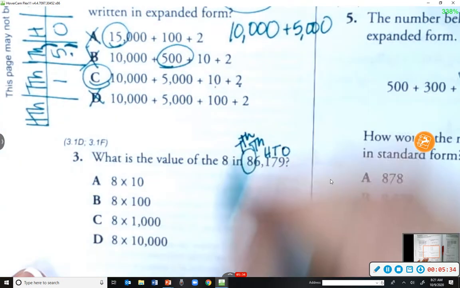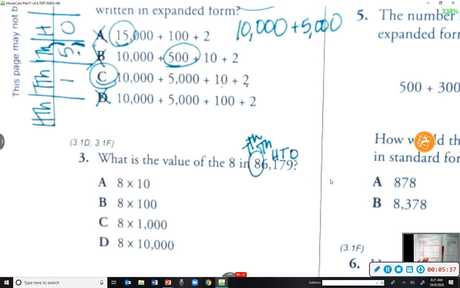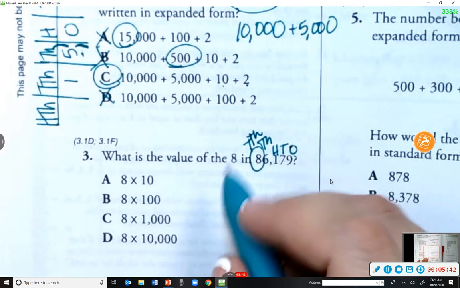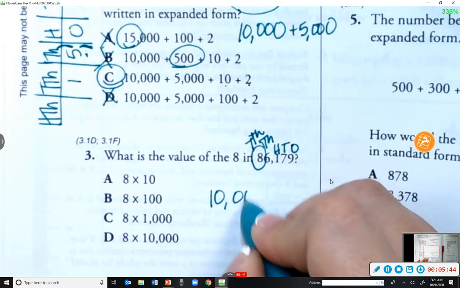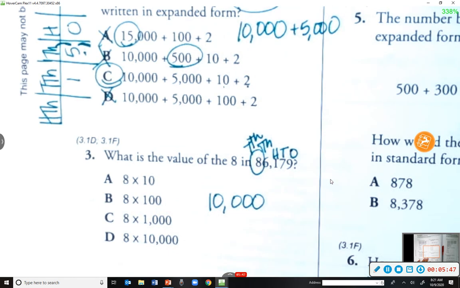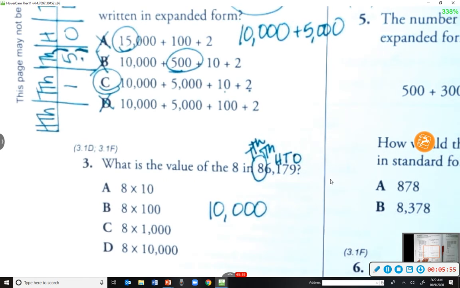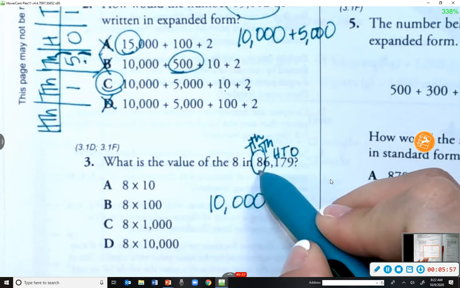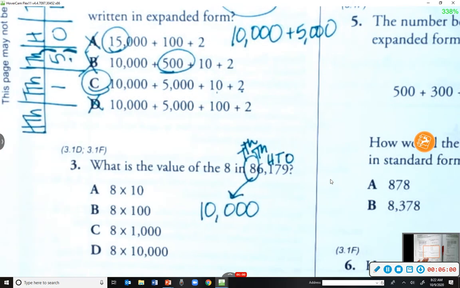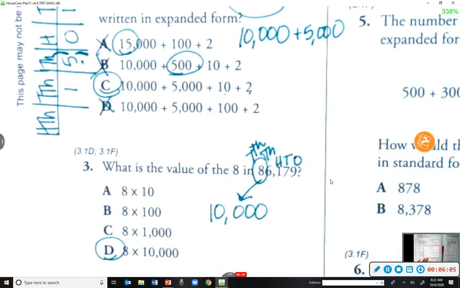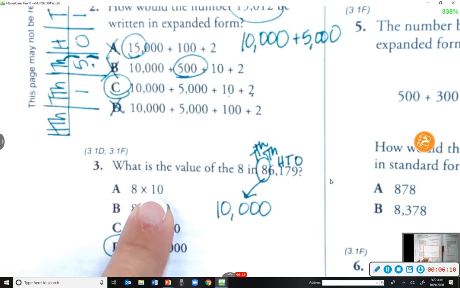So the 8 is in the 10,000s place. So we need to be multiplying 8 times 10,000, since it's in the 10,000s place. Okay, and which one shows that? The bottom one. 8 times 10,000 because it's in the 10,000s place, so D would be the correct answer there. Okay. So if it's 8 times 10, what place would we put the 8 in?